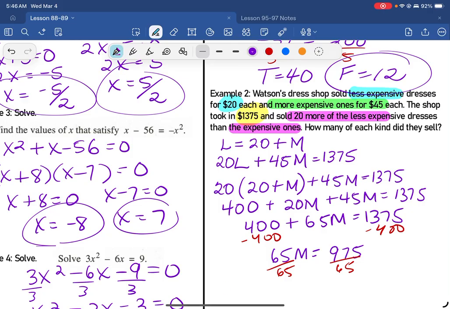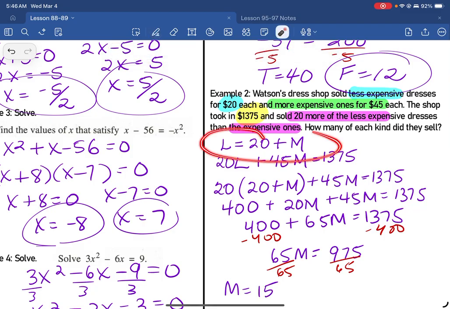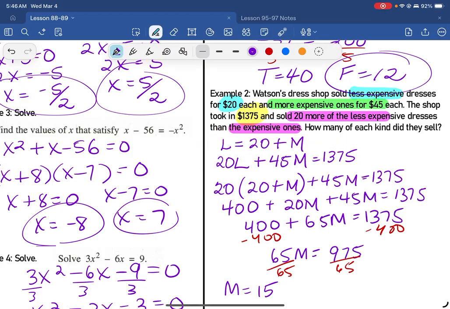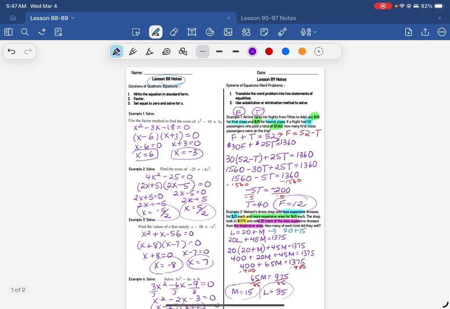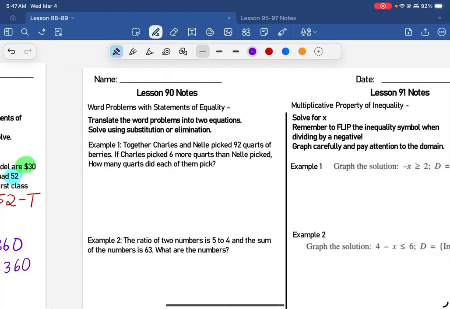So we know the more expensive is 15 dresses. Look back up here. The less expensive is 20 more than the M. So if we plug in 20 more than M, 20 plus the 15 we just found, that would be 35 dresses for the less expensive ones. So 15 of the more, 35 of the less. And that is lesson 89. We'll move on to lesson 90 now.